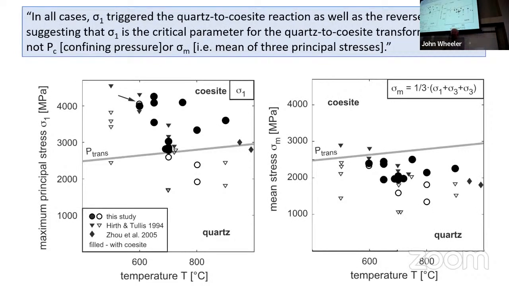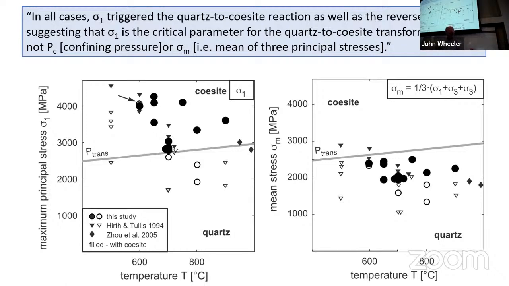First of all, these 2 graphs are the same data. And you need to anchor yourselves in this line, which is the normal transformation line that would apply for quartz turning into coesite. So what she did was she said, all right, we'll just plot sigma 1 up that axis and see whether the actual experiments make sense in terms of their relative position. And basically they're filled with coesite. So guess what? The coesite appears when sigma 1 is above the line, and it doesn't appear when sigma 1 is below. If instead you choose the mean stress, you'll see that the mean stress doesn't let you explain the appearance of coesite.